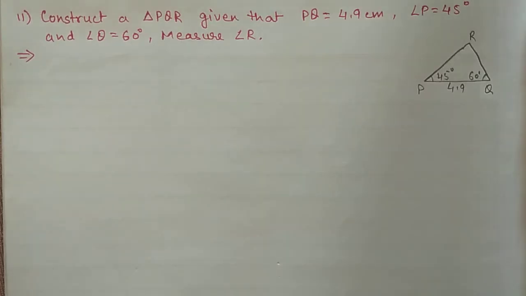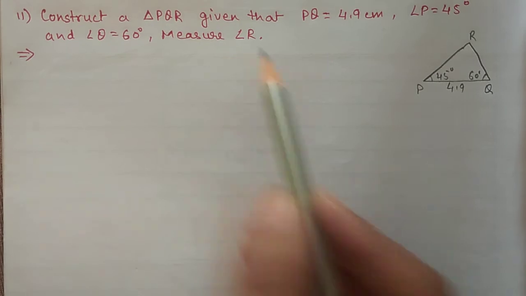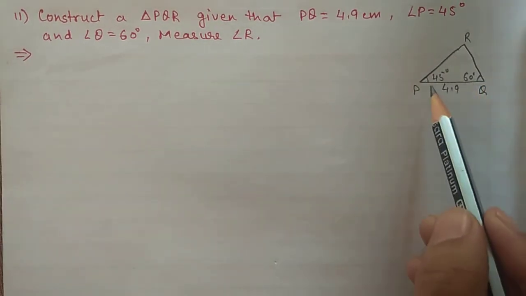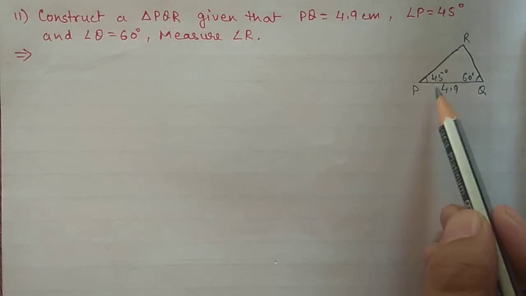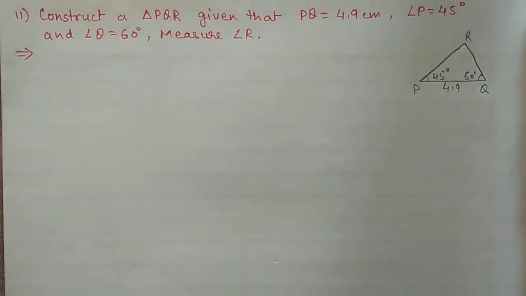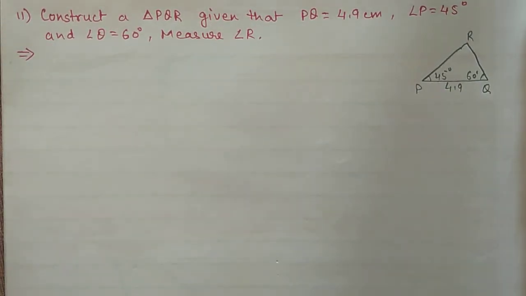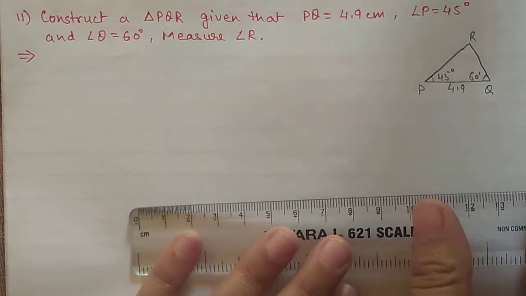Next question number 11. Construct a triangle PQR given that PQ equal to 4.9 centimeter, angle P is 45 degree and angle Q is 60 degree, and measure angle R. So figure will come like this. PQR we have to draw, this 45 and this is 60 and here 4.9. So from baseline we will start. First 4.9 centimeter we will draw.